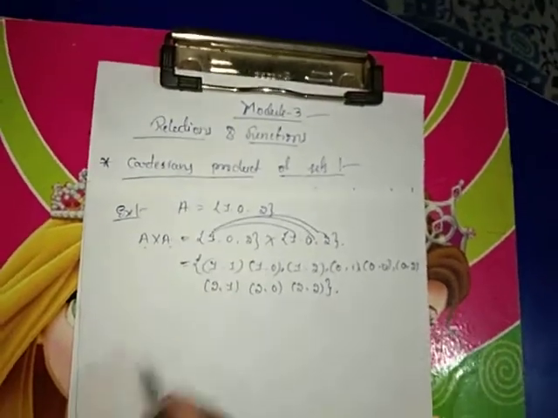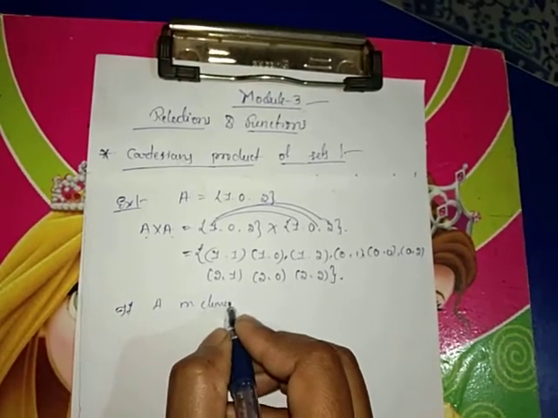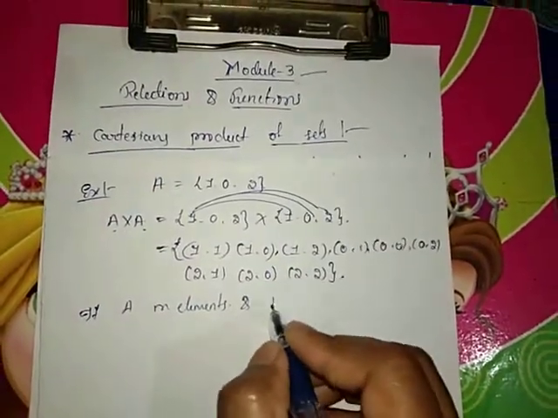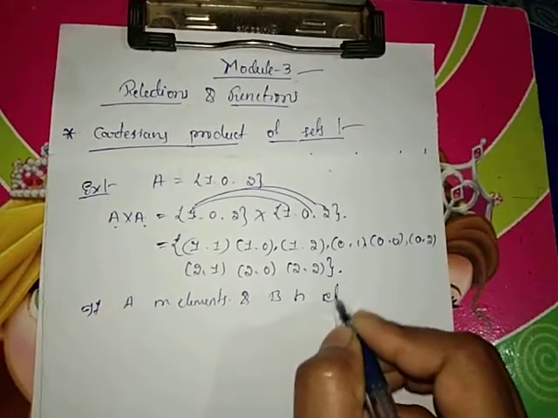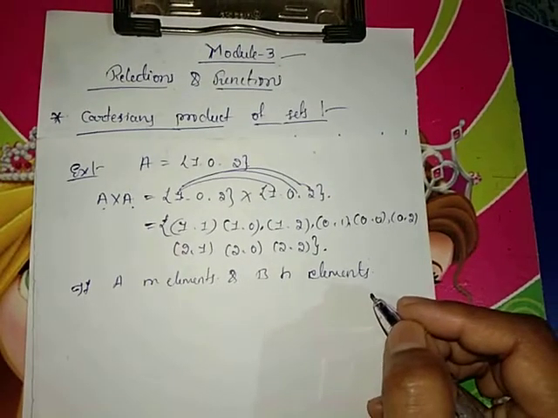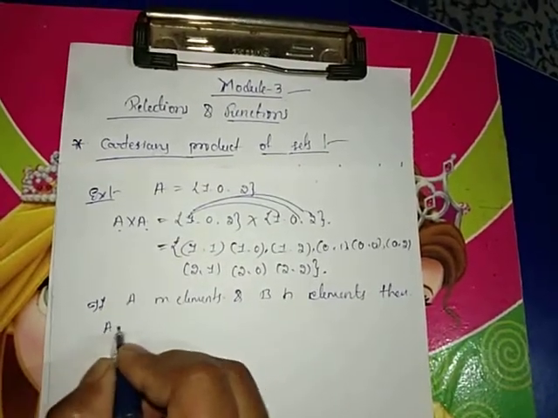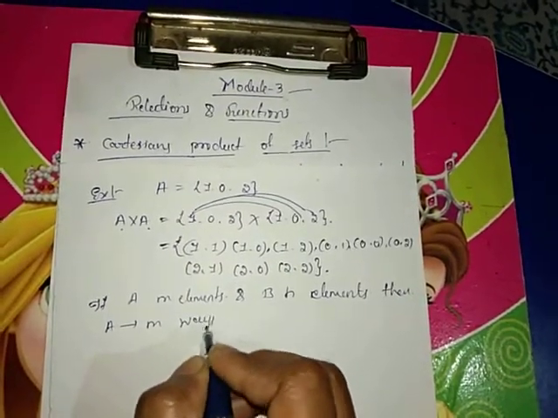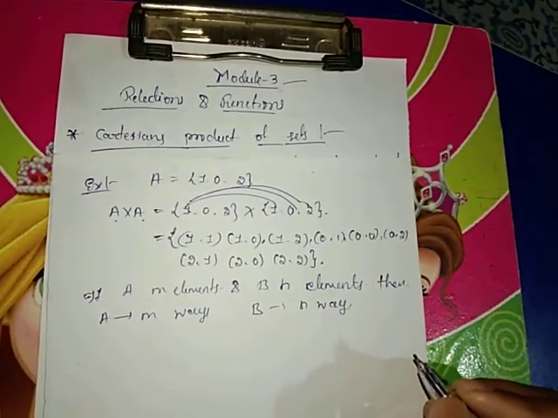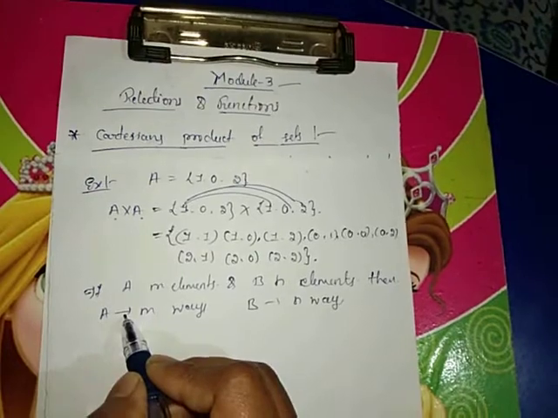Next, if set A has m elements and B has n elements, then A can be chosen in m ways and B can be chosen in n ways. Therefore, in the set A, suppose there is an element a.